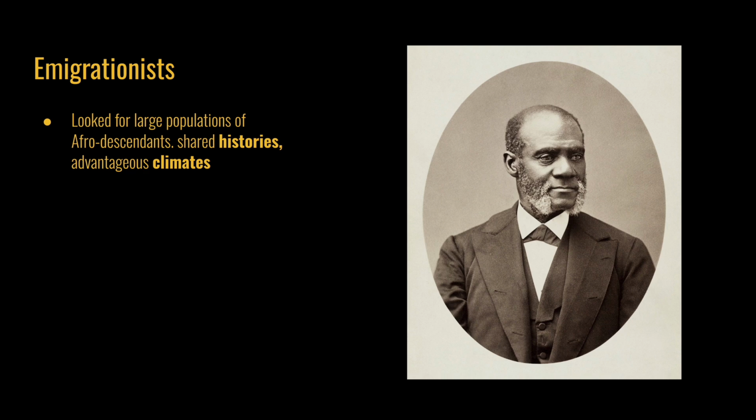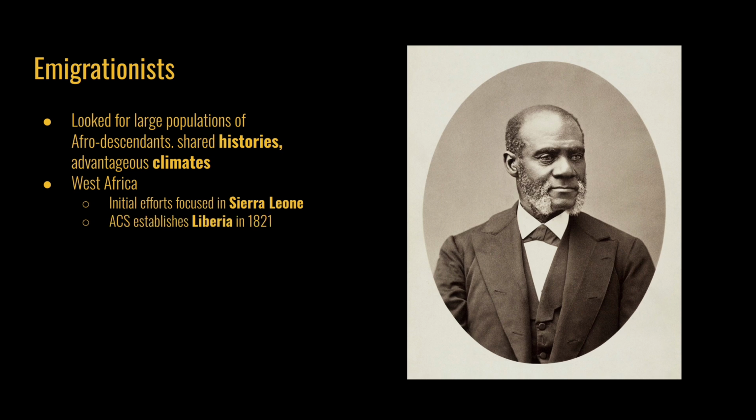Places that emigrationists looked for as possible candidates for relocation were those that had large populations of Afro-descendants, shared histories, and advantageous climates. Three main areas rose from this: West Africa, Haiti, and Latin America. The initial efforts were focused in Sierra Leone by Paul Cuffey. Later on, the American Colonization Society established a colony in the country of Liberia in 1821. And by 1847, Liberia declared its independence and became a republic. However, the growth of the colony of Liberia was not as great as the population growth that the Black population in the U.S. experienced through the same period.